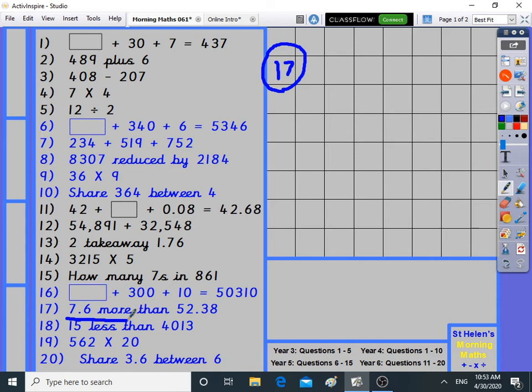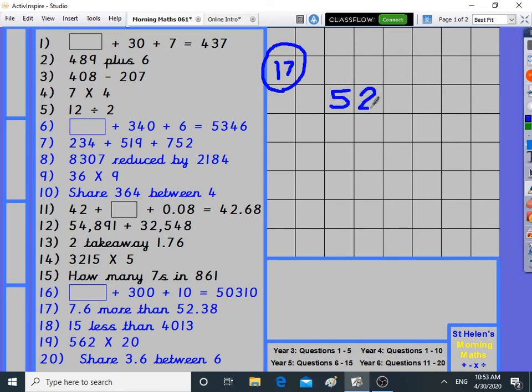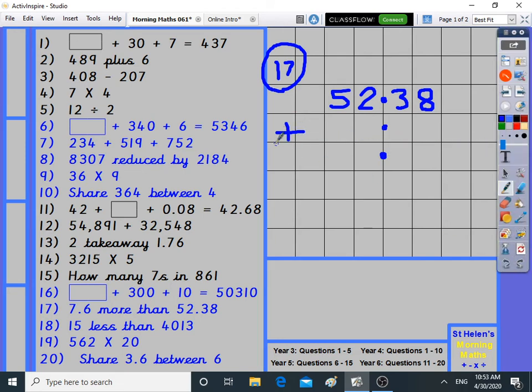7.6 more than 52.38. More than means plus. Actually, in plus, it doesn't matter which number you do at the top. I'm going to put the one with more digits at the top. Line up the points. I often do this at the start because that's where they're going to have to go. You might as well get them in at the start.